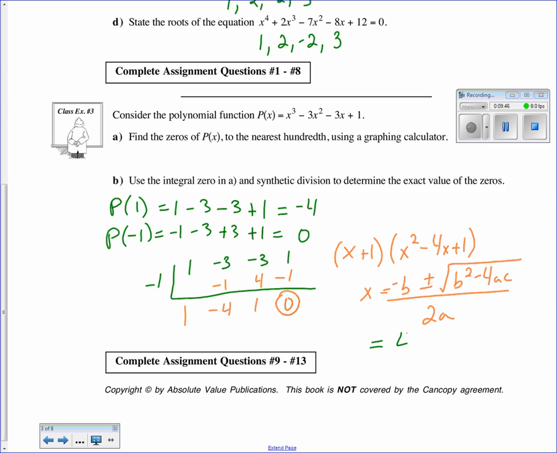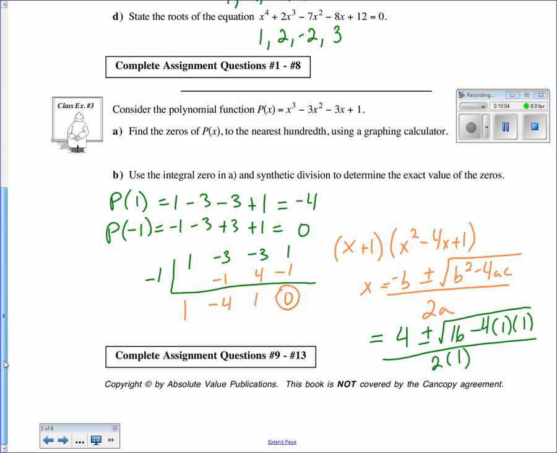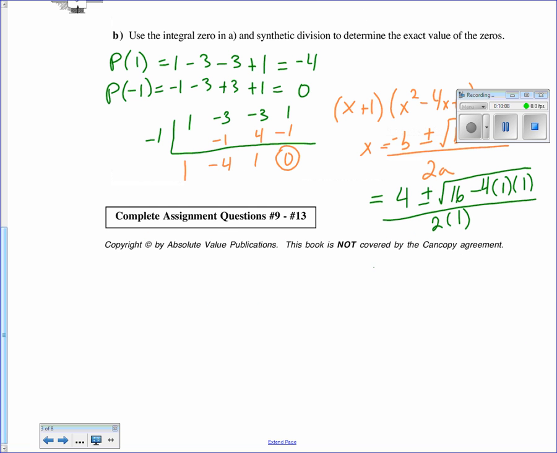So that's 4 plus or minus the square root of negative 4 squared, which is 16, minus 4 times 1 times 1, over 2 times 1. And I've been asked to evaluate to the nearest hundredth, so we'll keep in decimal form. So 4 plus or minus the square root of 16 minus 4, which is 12, over 2.